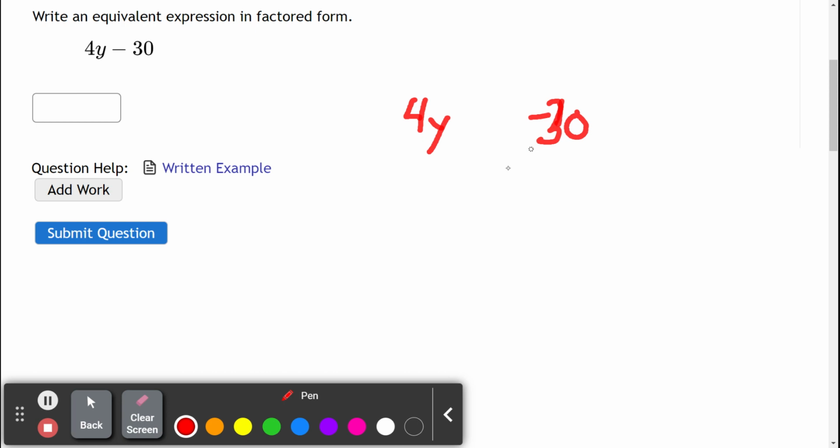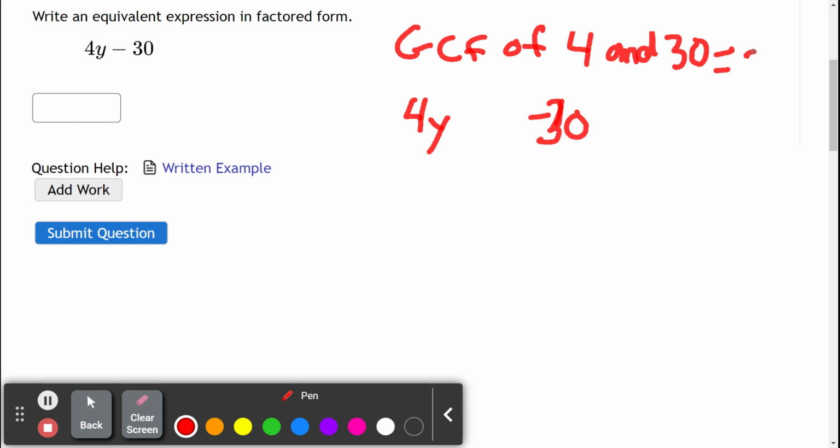That's supposed to be negative 30. Now, what's the GCF of 4 and 30? The GCF is the biggest number that divides both of them. So will 4 divide both of them? No, because 4 would divide 4, but 4 won't divide 30. I think it's just 2. 2 is the biggest number that divides both of them.